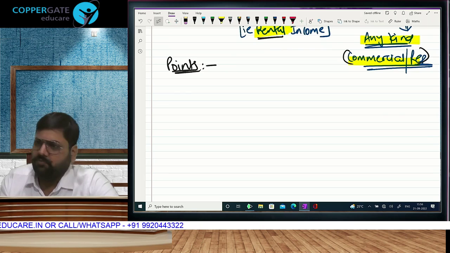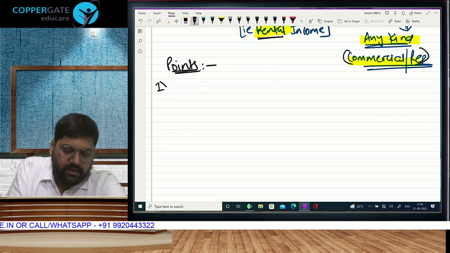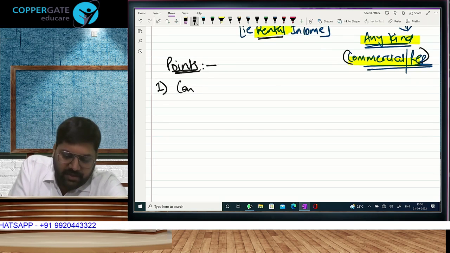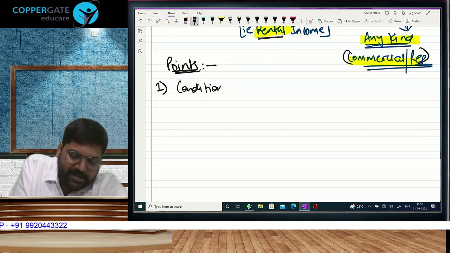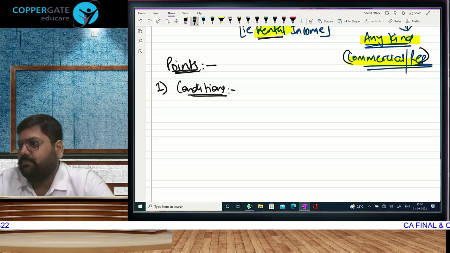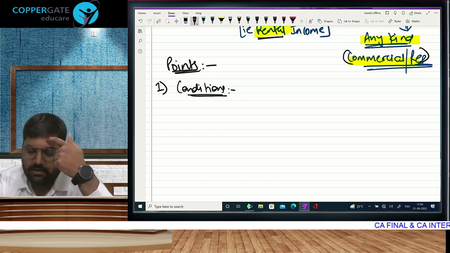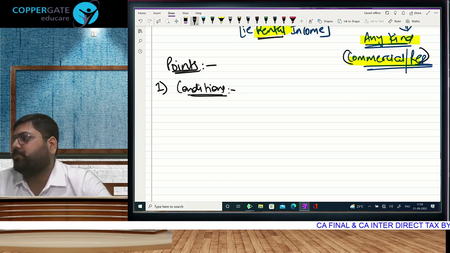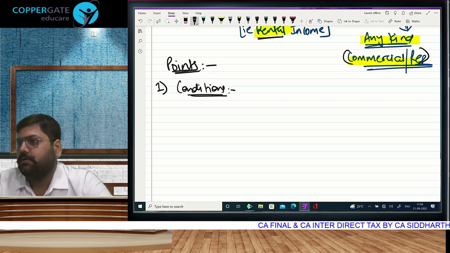Let's understand the points of income from house property. Point number 1, we have been given some conditions to tax an income under house property. Only if the conditions are fulfilled, house property income will arise. If the conditions are not fulfilled, then it is not going to be taxed under house property.